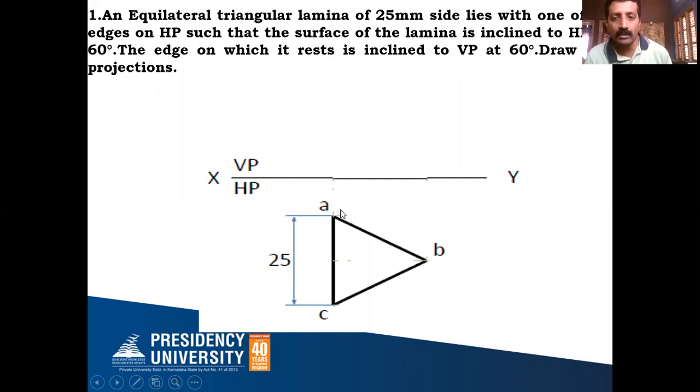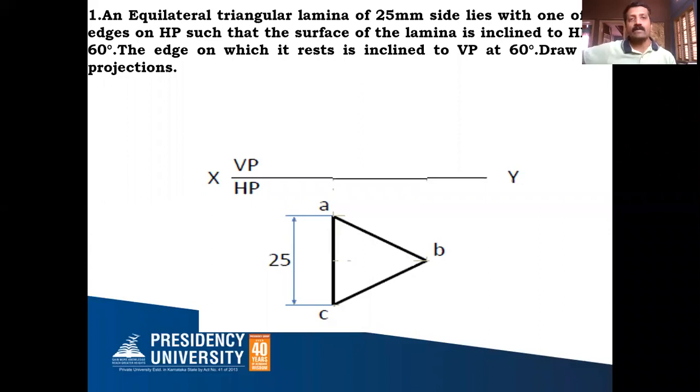Okay, let me take the edge condition now. So what is the question given? An equilateral triangle lamina of 25 mm side lies with one of its edges on HP such that the surface of the lamina is inclined to HP at 60 degrees. The edge on which it rests is inclined to VP at 60 degrees. Draw the projections. So these are all the data he has given.